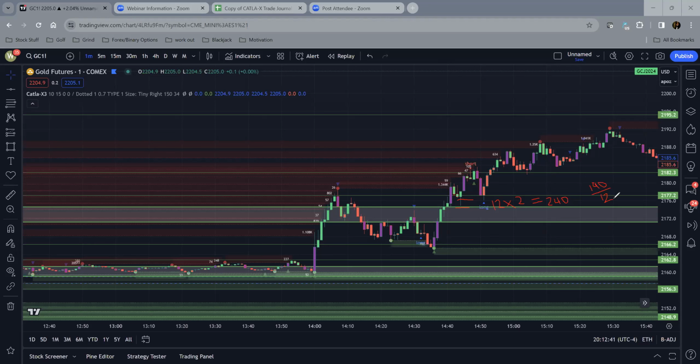Is this risk to reward ratio greater than 1 to 3? Okay, good. So 190 ticks times two contracts equals how much? How much money would you have made trading two contracts if you had held to 2195? Yep, 3,800 bucks.